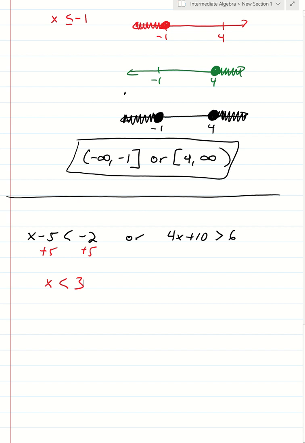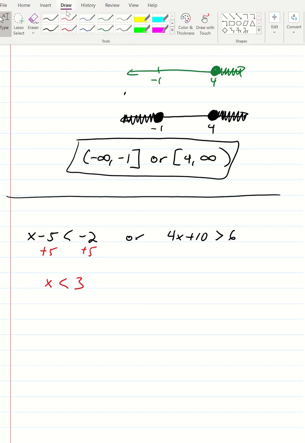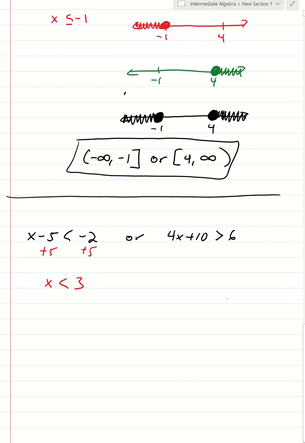I now want to go and solve the second inequality, so let me get the green. I would subtract the 10 over, giving us 4x is greater than -4. And when we divide both sides by 4, we would get x is greater than -1. Okay, so we have solved each inequality separately.